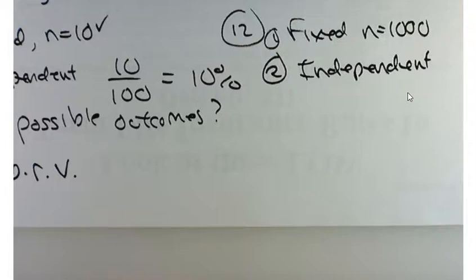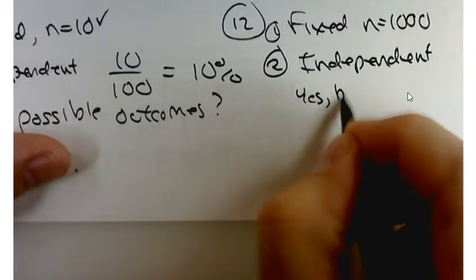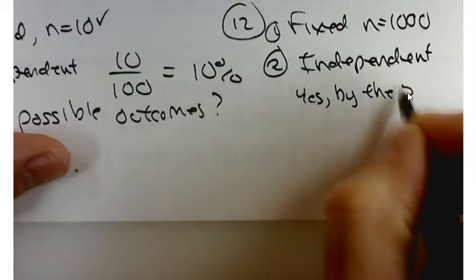Yeah, the 5% rule. Presumably, you're sampling from adults in the U.S., which is going to be a really, really big pool. I think the population of the U.S. is like 325 million or so. So it's certainly less than 5% of that population. So we say yes by the 5% rule.